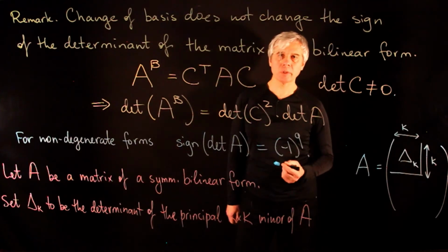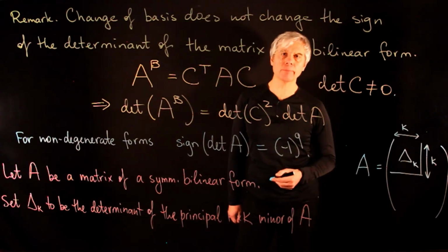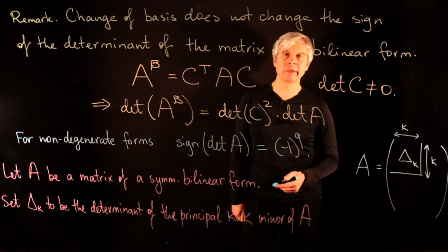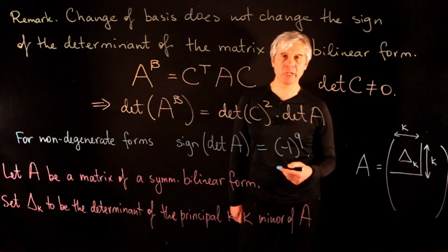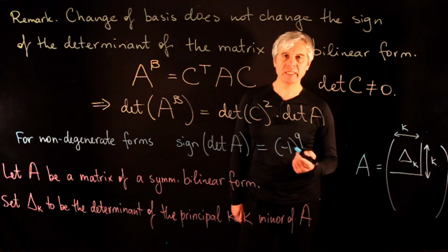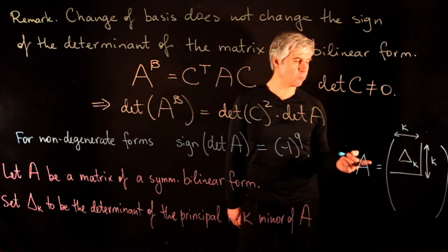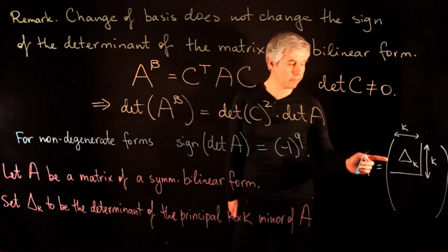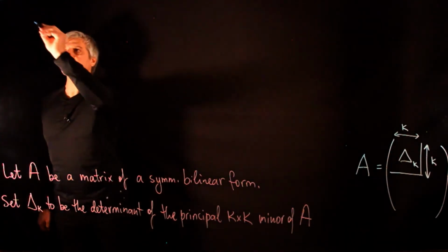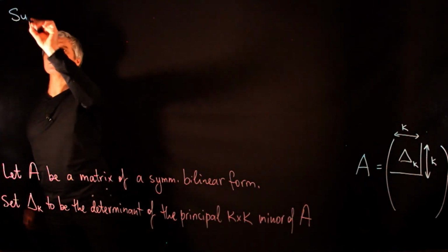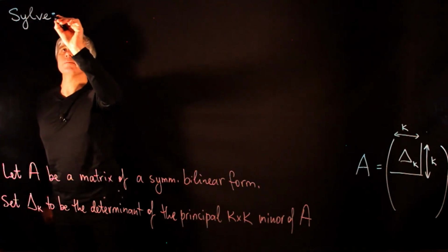We can compute the signature of a bilinear form by computing eigenvalues. However, computing eigenvalues may be an expensive operation. Instead, our idea is that we would like to express the signature of a bilinear form in terms of delta k's. We state the following theorem, which is called Sylvester's criterion.